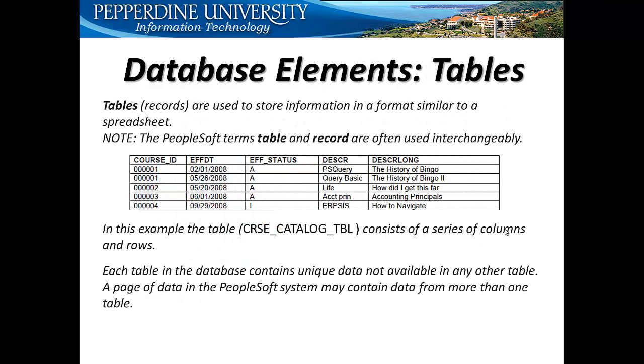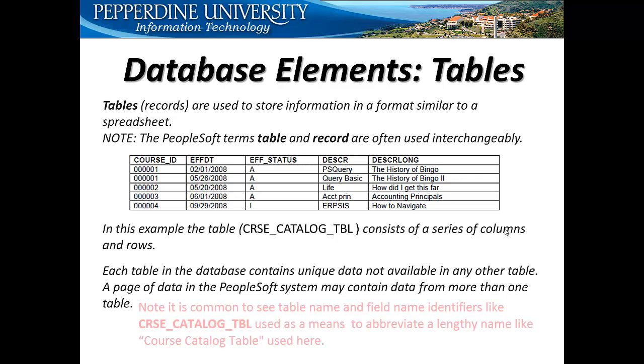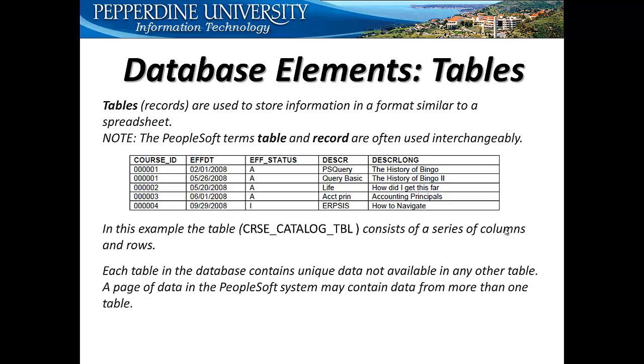Tables are used to store information in a format similar to a spreadsheet. So we can say a record is a collection of rows that holds a common set of data. Each row is uniquely identified by a unique key, which can be made up of one or more fields. Each table in the database contains unique data not available in any other table. A page of data in the PeopleSoft system may contain data from more than one table.